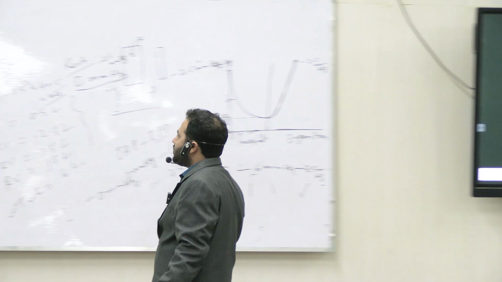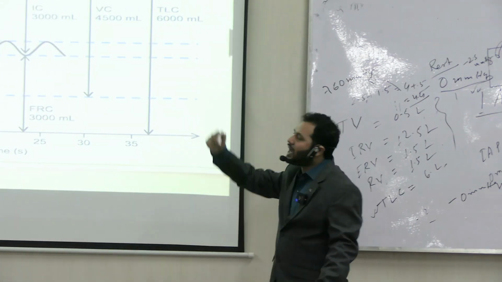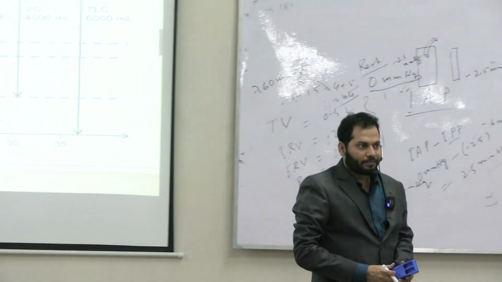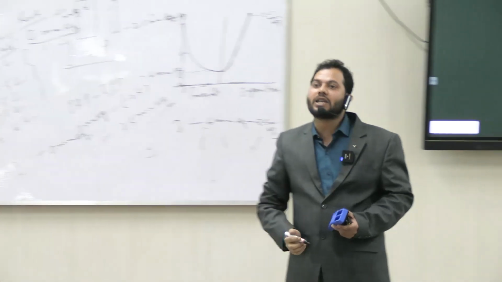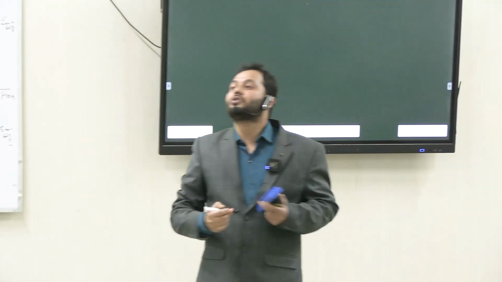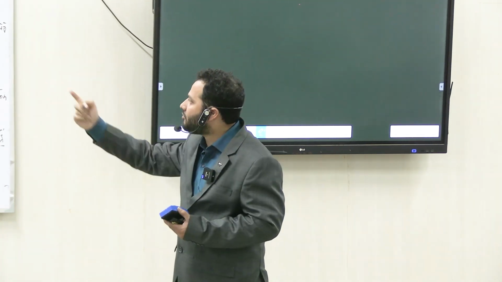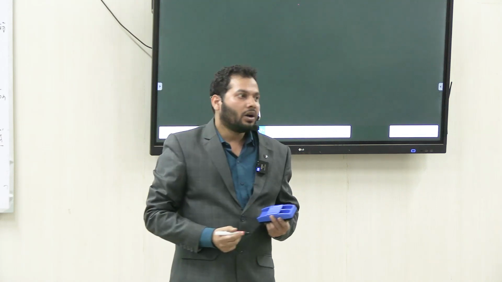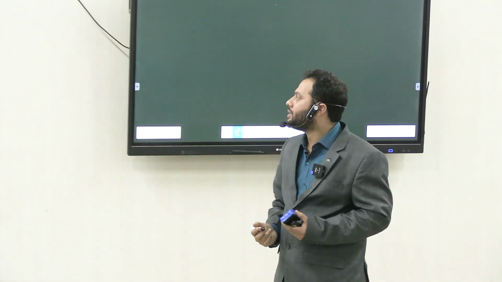Now, next one, FRC and inspiratory capacity. Here you can see inspiratory capacity is the extra volume of air that is inspired during forceful inspiration, right? So what is the volume of inspiratory capacity? That is around 3 liter, right?